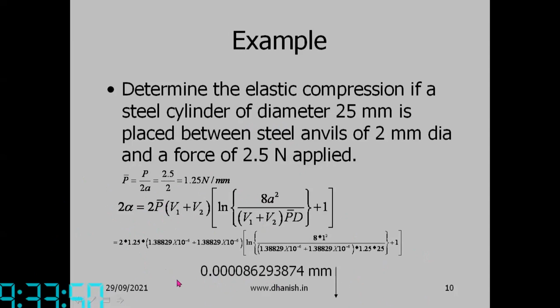We get 0.000086 mm. After that it becomes micrometers, so 0.086 micrometers, less than 0.1 micrometer. Whereas for a sphere between two flat plates we got 0.5 microns, now it is less than 0.1 micrometers. So the elastic deformation for a cylinder is even less compared to that of a sphere and plane.